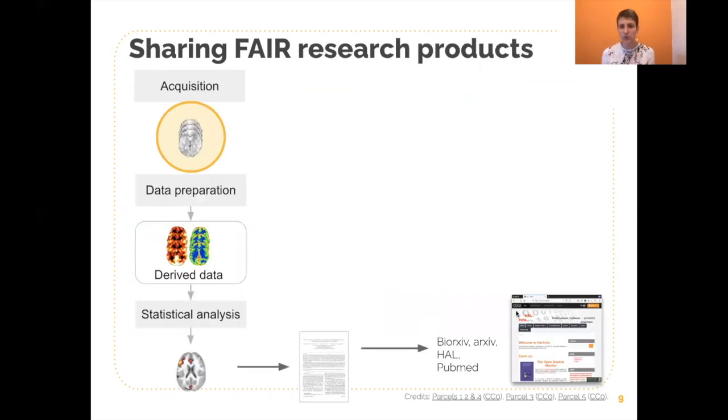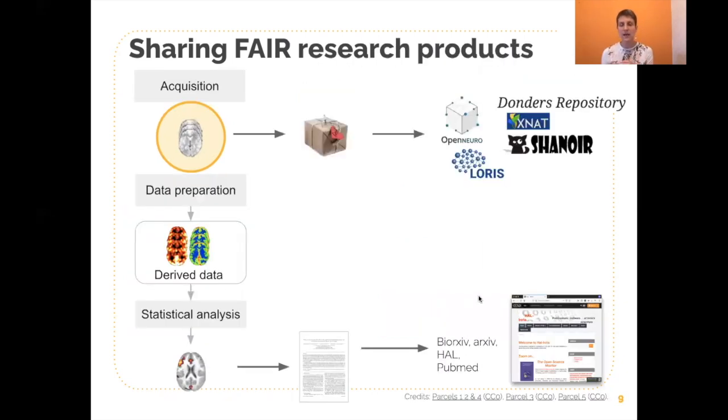So we've looked at raw data. We found that we can package them with BIDS, and that there are a number of repositories where we can share them. Now, what we've done with raw data, we can also think about for results.